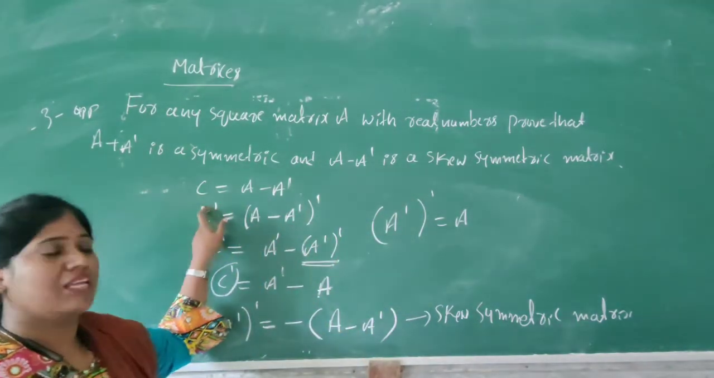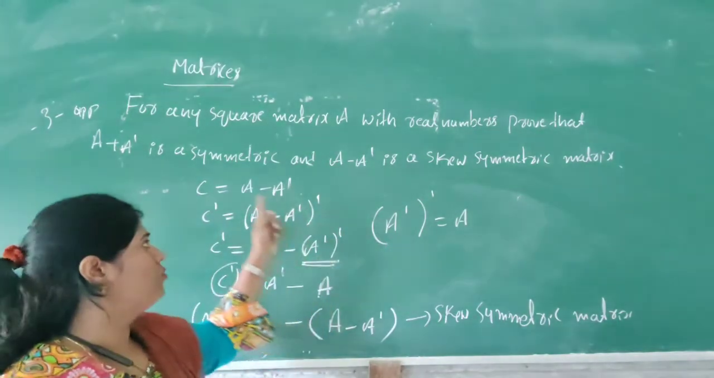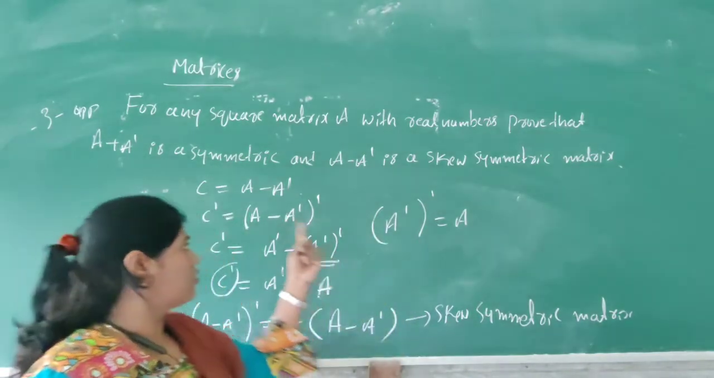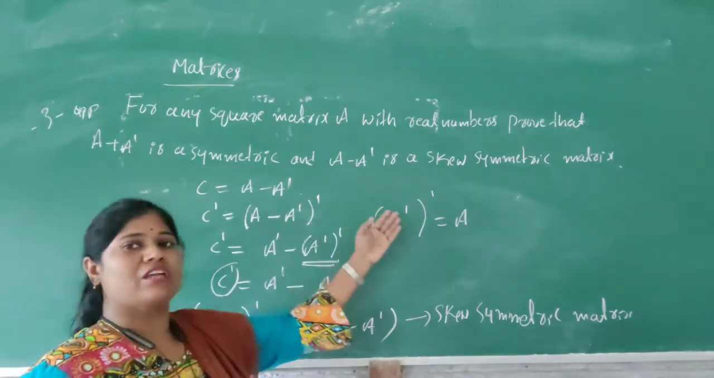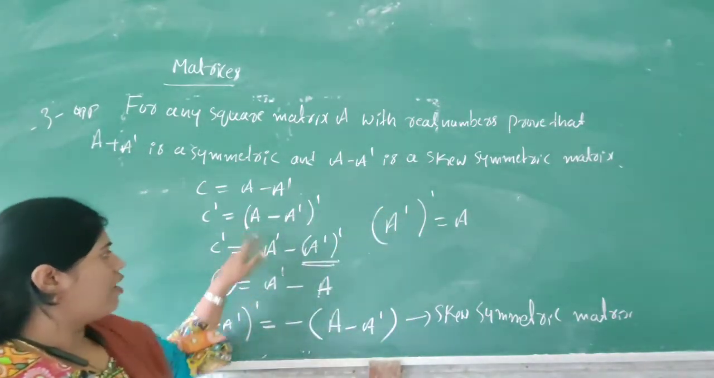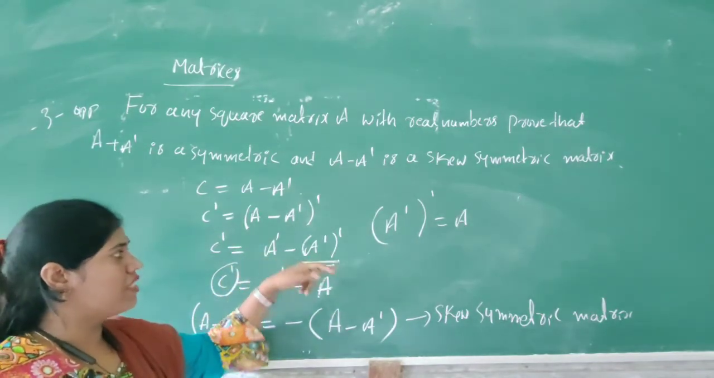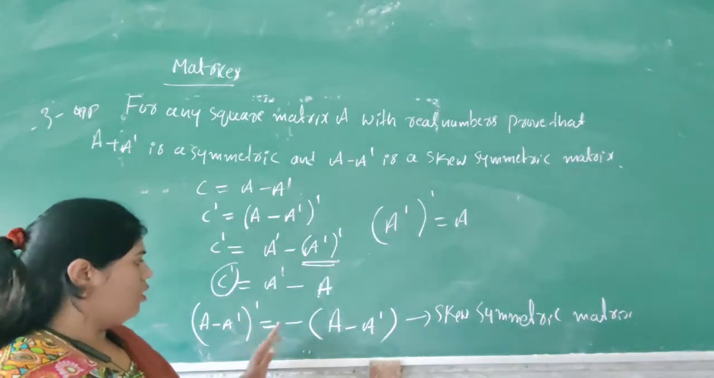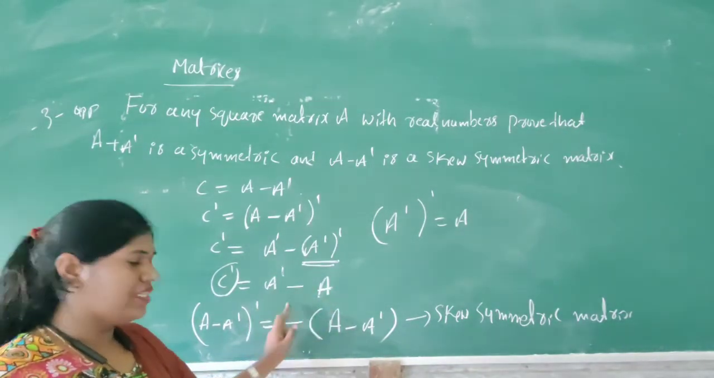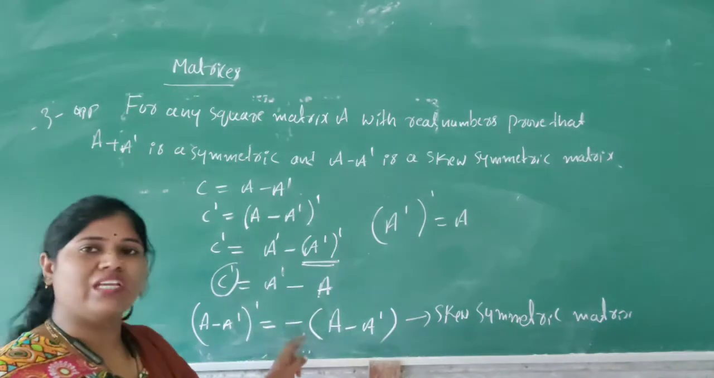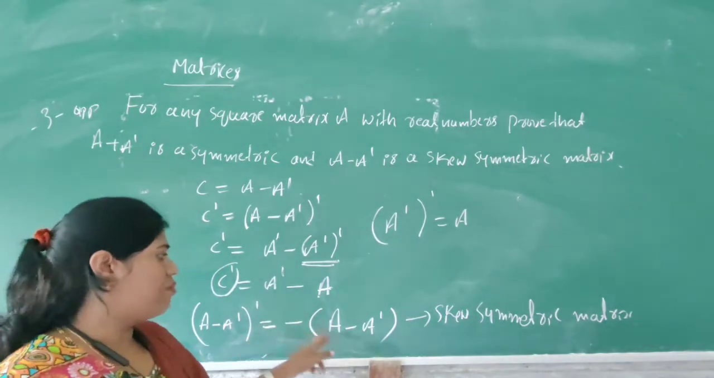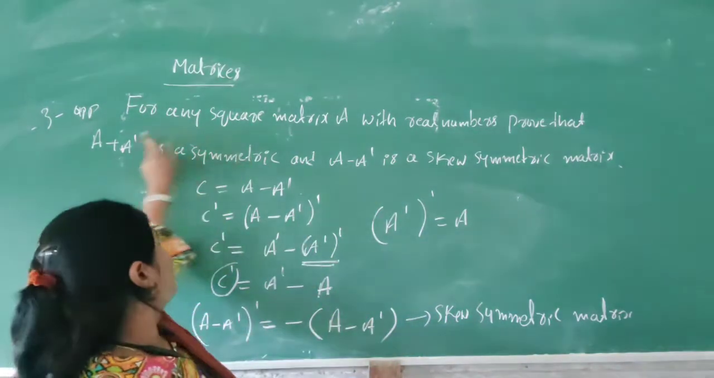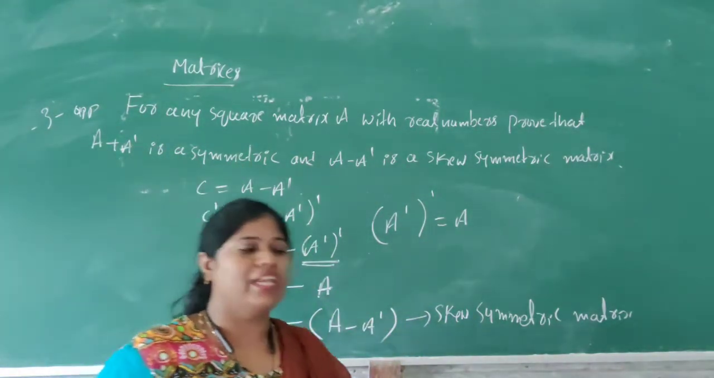Similarly, we have to take C. Let us consider C is equal to A minus A complement, where C complement is equal to A complement minus A complement of complement. So A complement minus A complement of complement is nothing but A only. Instead of this, I can take minus as common. After taking minus as common, you will get A minus A complement. This one is a skew symmetric matrix, whereas A plus A dash is a symmetric matrix.